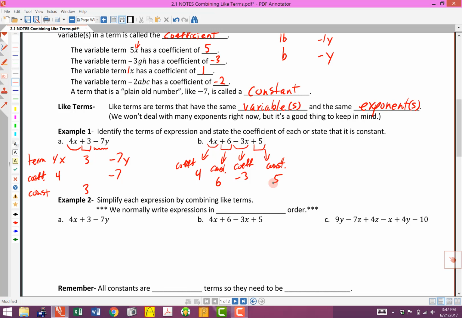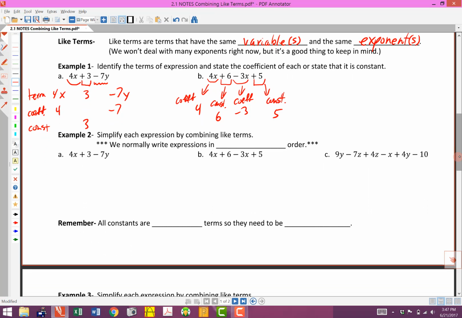Okay, so all we're doing here is just kind of getting used to the terminology, recognizing terms, and that sort of thing. So now we actually want to go through and we want to do some examples where we actually simplify the expressions by combining the like terms.